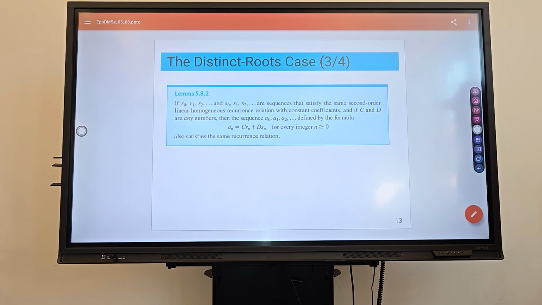Lemma 582. If R and S are sequences that satisfy the same second order linear homogeneous recurrence relation with constant coefficients, and if C and D are any numbers, then the sequence A, defined by the formula A sub n equals C times R sub n plus D times S sub n for every integer n greater than or equal to 0, also satisfies the same recurrence relation.